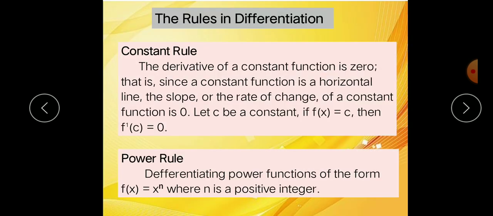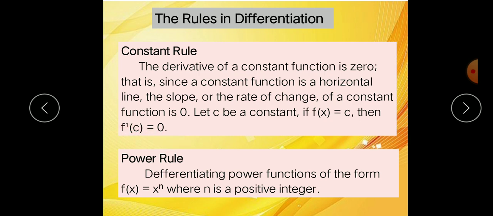So there are rules in differentiation. First, the constant rule. The derivative of a constant function is zero. That is, since a constant function is a horizontal line, the slope, or the rate of change, of a constant function is zero. Let c be a constant, f of x equals c, then f prime of x equals 0.